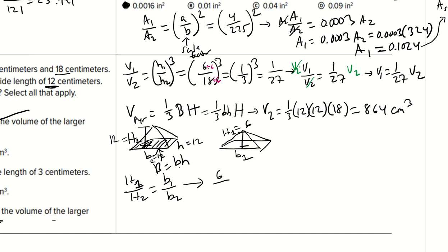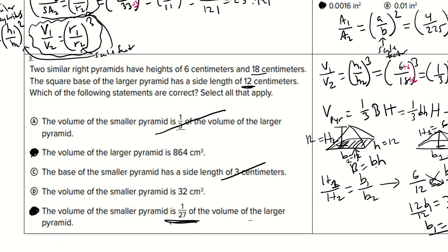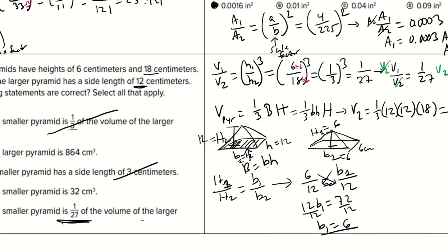So 6 over 12 is equal to base 1 over base 2, which is 12. And I'm going to cross multiply here. So I get 12 B1 equals 72. Divide by 12 on both sides. B1 is 6. So it's going to be 6 centimeters here for both this and this, not 3. So this is incorrect.